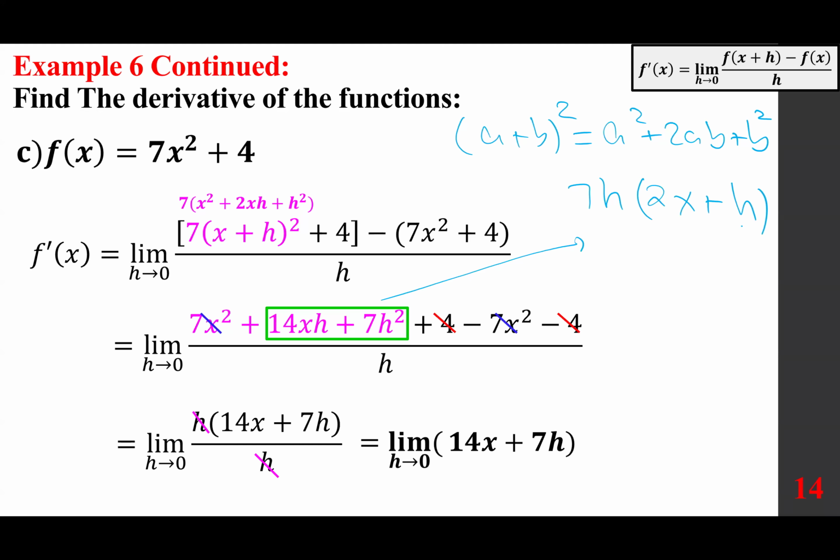So we have the limit of 14x plus 7h as h approaches 0. And now I can plug in h equal to 0. Please pay attention to the following. If the limit sign is missing, you can't replace the h with 0. The answer is 14x plus 7h. But because of the limit sign, that means you can replace the h with 0. The final answer is 14x. So the derivative of f of x is 14x, and we are done.